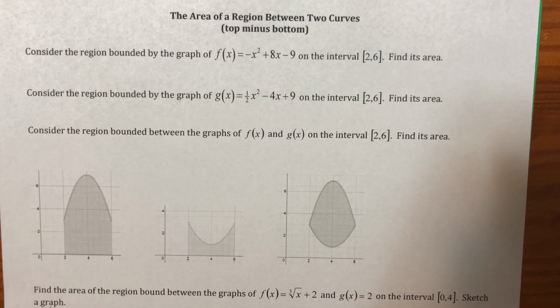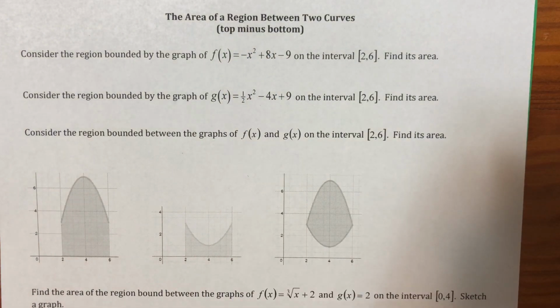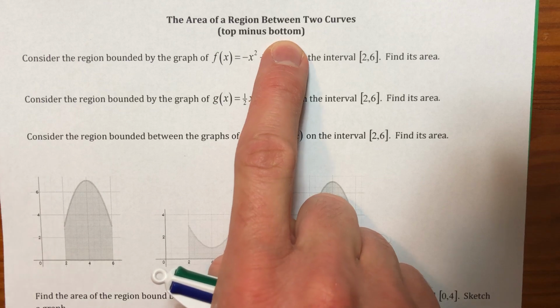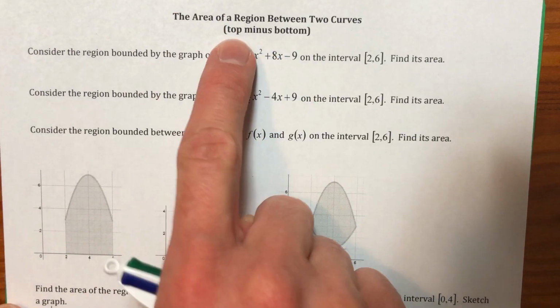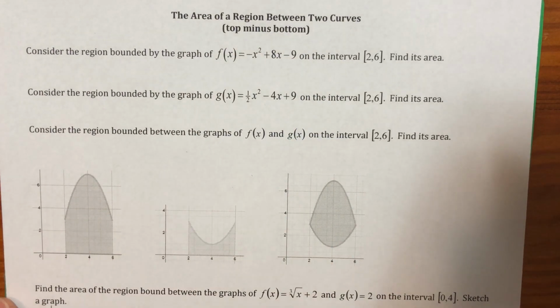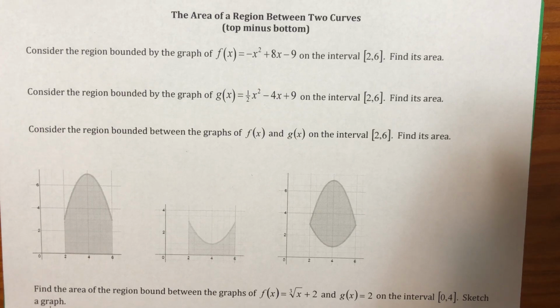If we want to find the area of a region between two curves, I'm going to go ahead and give you the whole point of the lesson right here. Top minus bottom. That's it. Top minus bottom. There it is. That's the most important line in the whole lesson. That'll come in really handy later. Even if it's below the x-axis, top minus bottom. That's it. So let's jump into it.